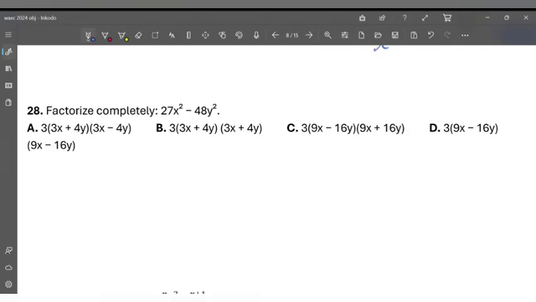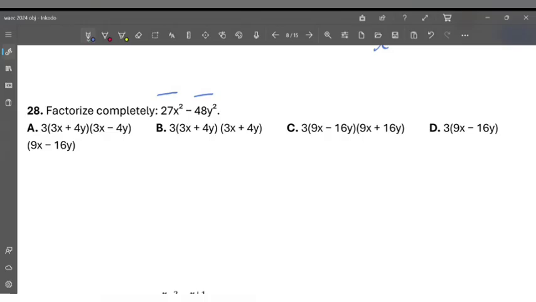Let's look at question number 28. It says, factorize completely 27x squared minus 48y squared. So I'm told to factorize. Looking at it, are there any factors of these two terms? Is there anything that can go into 27x squared and also into 48y squared? Yes, 3 is a common factor.